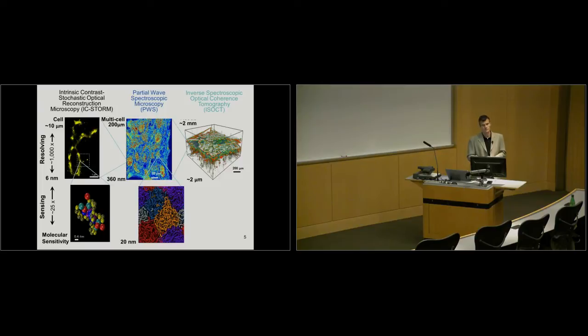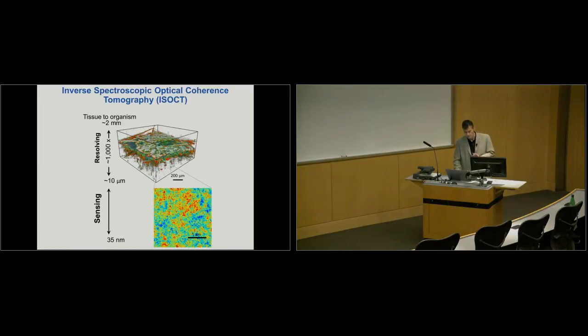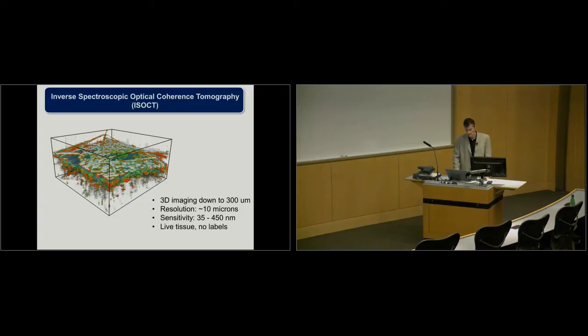It gives a three-dimensional image of a tissue down to a few hundred microns, with the resolution down to a few microns. Within each resolution voxel, you can sense down to about 40 nanometers. So I'm going to give an overview of these three things. Let's start with ISOCT.